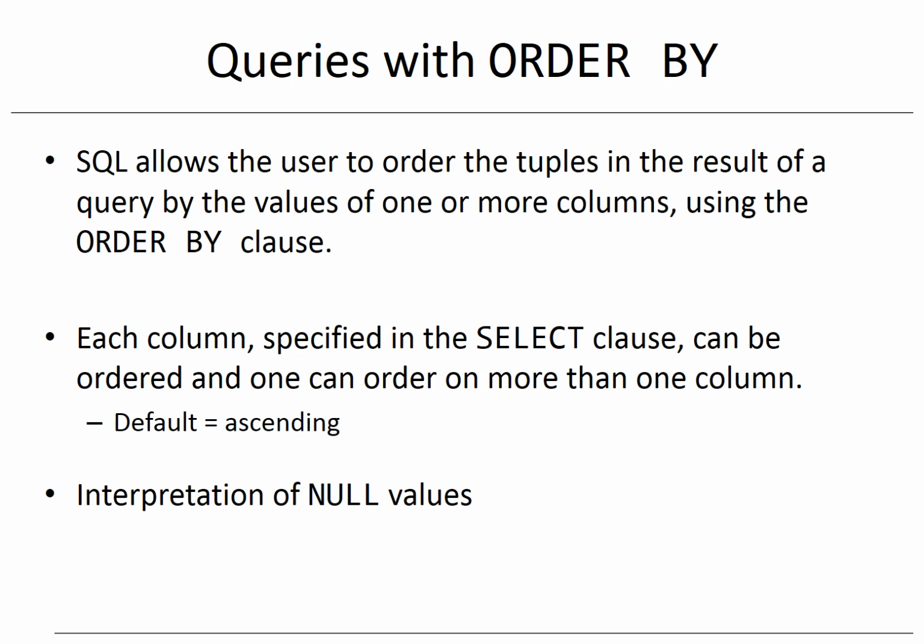SQL allows the user to order the tuples in the result of a query by the values of one or more columns using the order by clause. Each column specified in the select clause can be used for ordering, and you can sort on more than one column. The default sorting mode is ascending. Depending upon the commercial implementations, null values may appear first or last in the sorting.